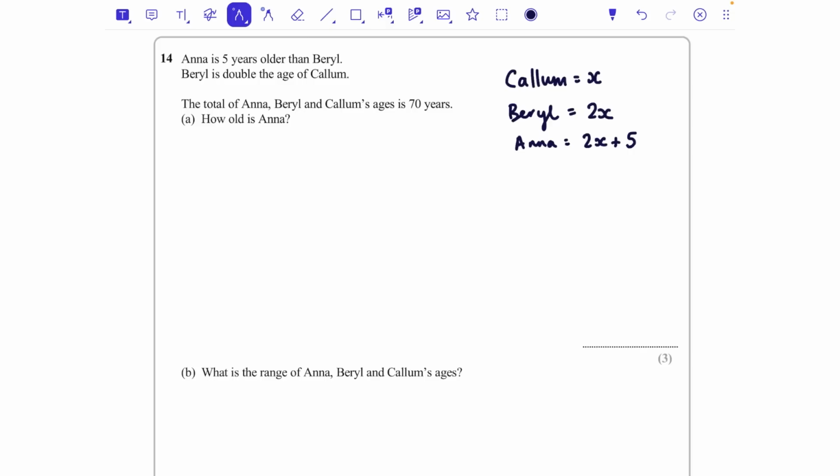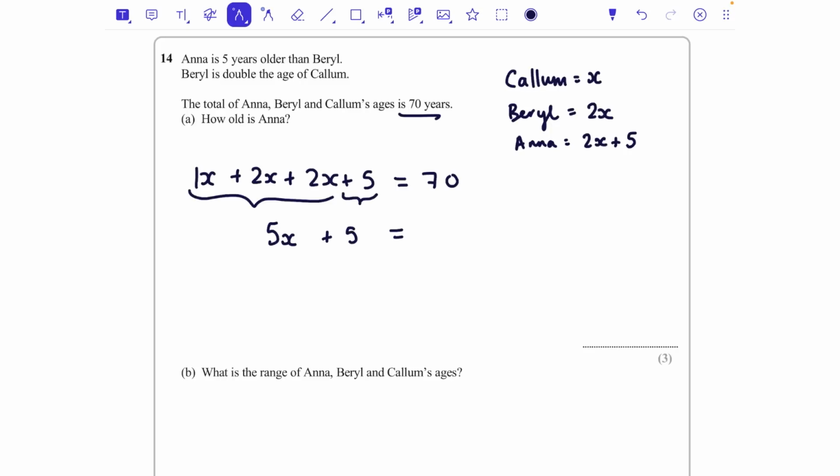The total of their ages is 70. So x add 2x add 2x add 5 equals 70. I know that that is true. They've told me the answer is 70. So x, 2x and 2x. Remember, this is 1x. So in total here we have 5x, add 5 from here, equals 70.